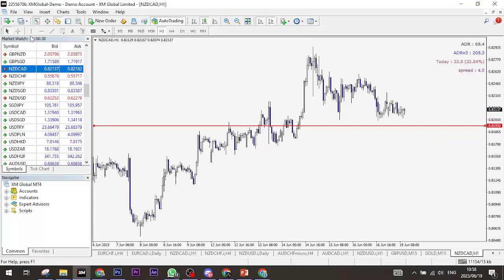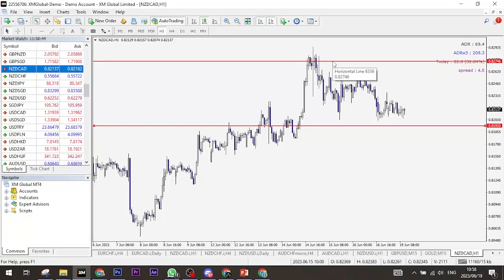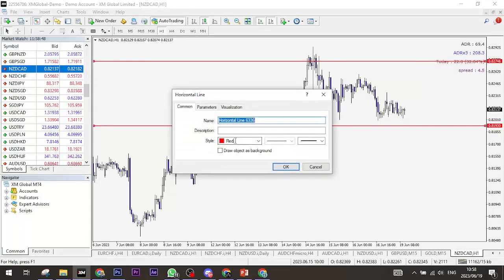And then the next thing is my take profit. A take profit is where you want to get out of the market in profit. So this one I'm gonna make it blue.